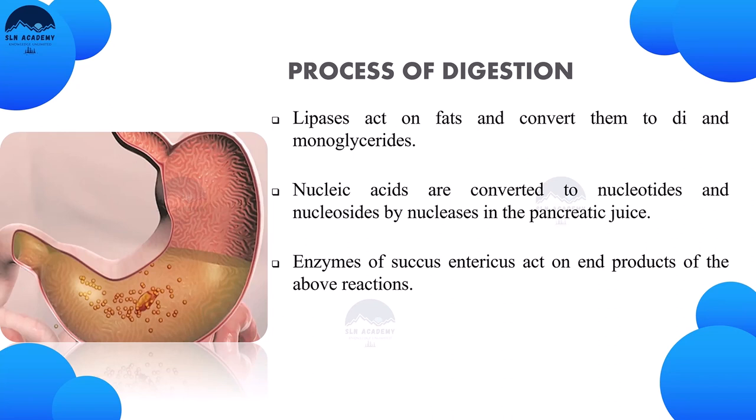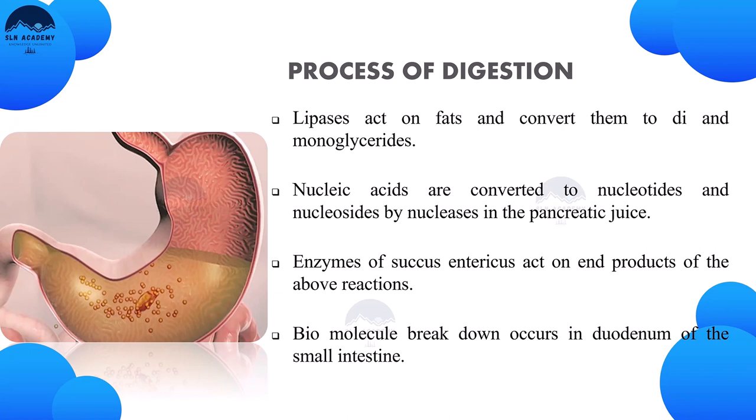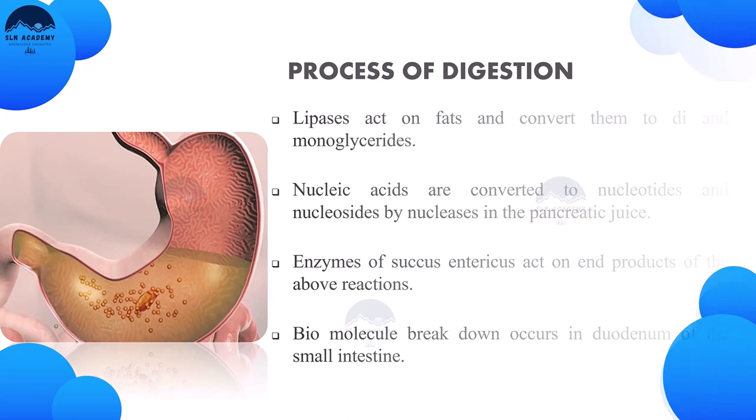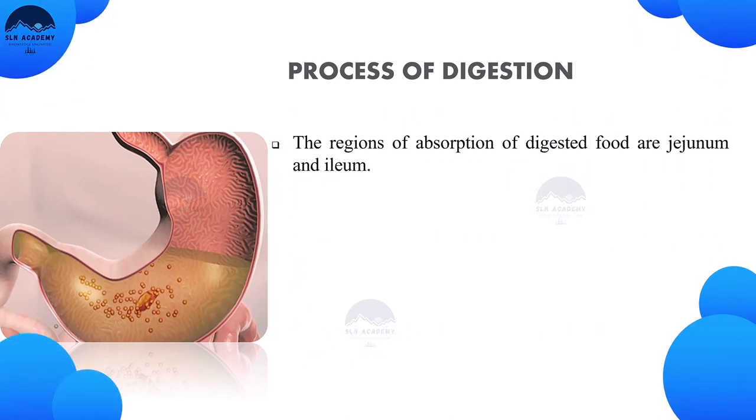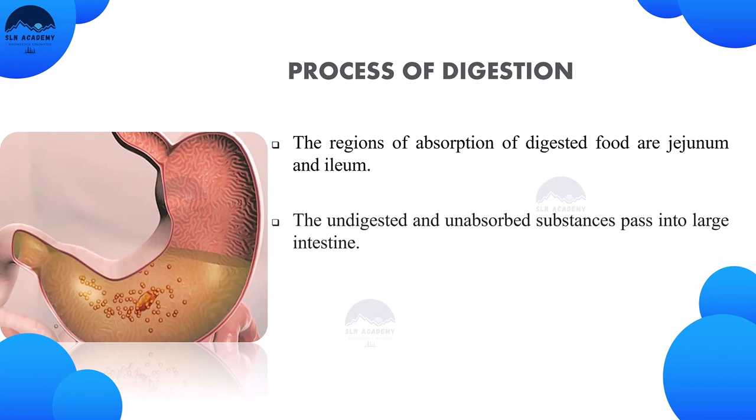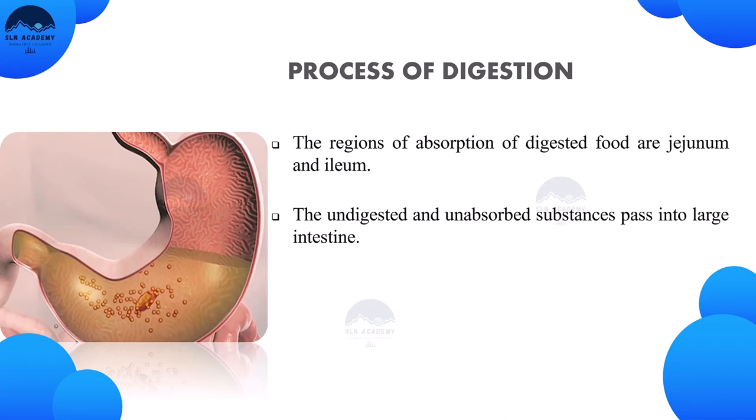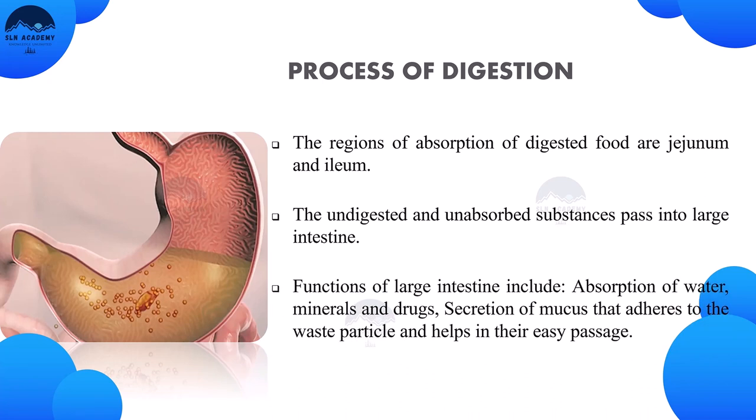Enzymes of succus entericus act on end products of the above reactions. Biomolecule breakdown occurs in duodenum of small intestine. The regions of absorption of digested food are jejunum and ileum. The undigested and unabsorbed substances pass into large intestine. Functions of large intestine include absorption of water, minerals and drugs, and secretion of mucus that adheres to the waste particles and helps in the easy passage.